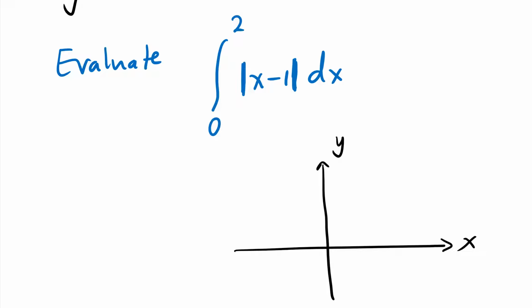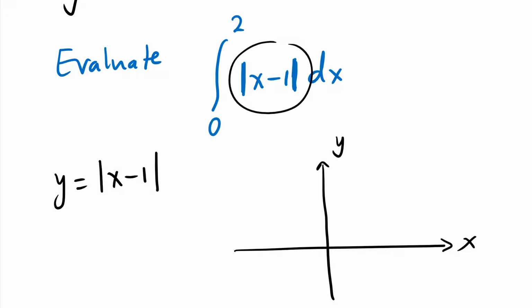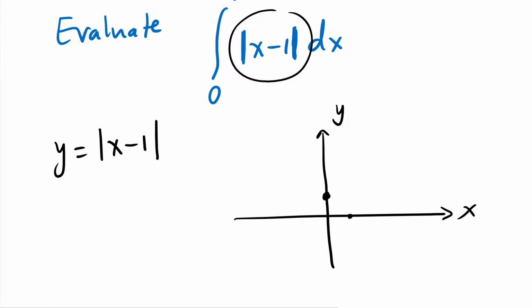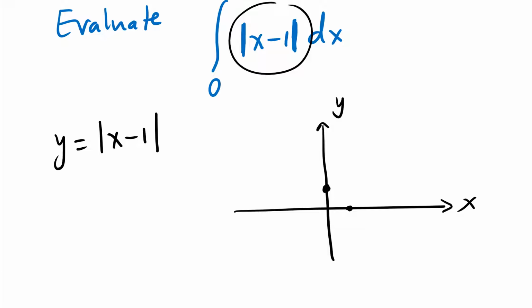So we can graph this, y equals absolute value of x minus 1. If you remember how to graph this, you can plug in points: x 0, y 1; x 1, y 0; x 2, y 1, and so it's going to be a V shape like this.